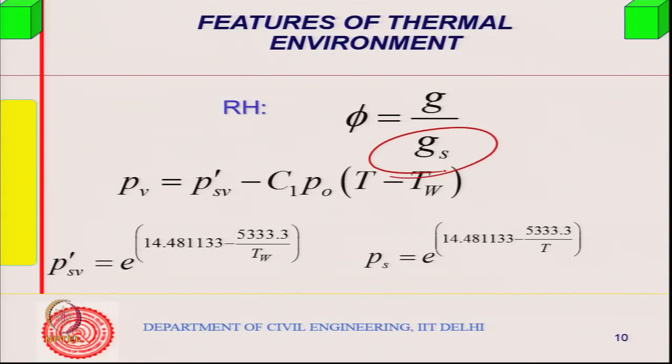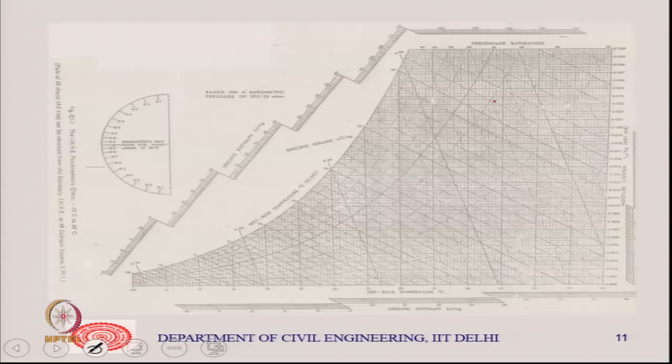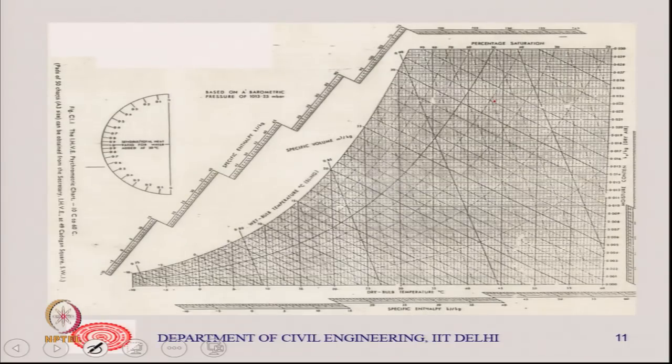There are some empirical formulae, maybe I will solve a problem sometime, but there are other ways of finding this out also, phi, G etcetera. It is through the psychrometric chart. I will come back to this sometime later on. This is called a psychrometric chart.